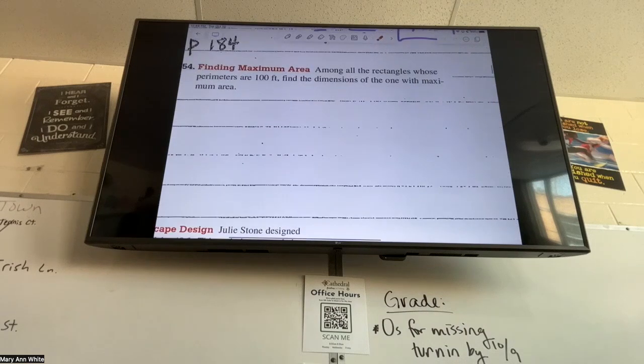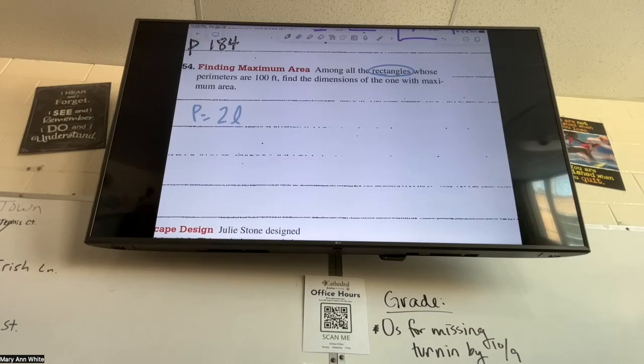We are talking about finding maximum area. So we are going to talk about maximum area, and we're also going to talk about perimeter as we do this, because when you do perimeter and area, you have 2 variables. Can you remind me what's the formula for a perimeter of a rectangle? Length plus width plus length plus width.